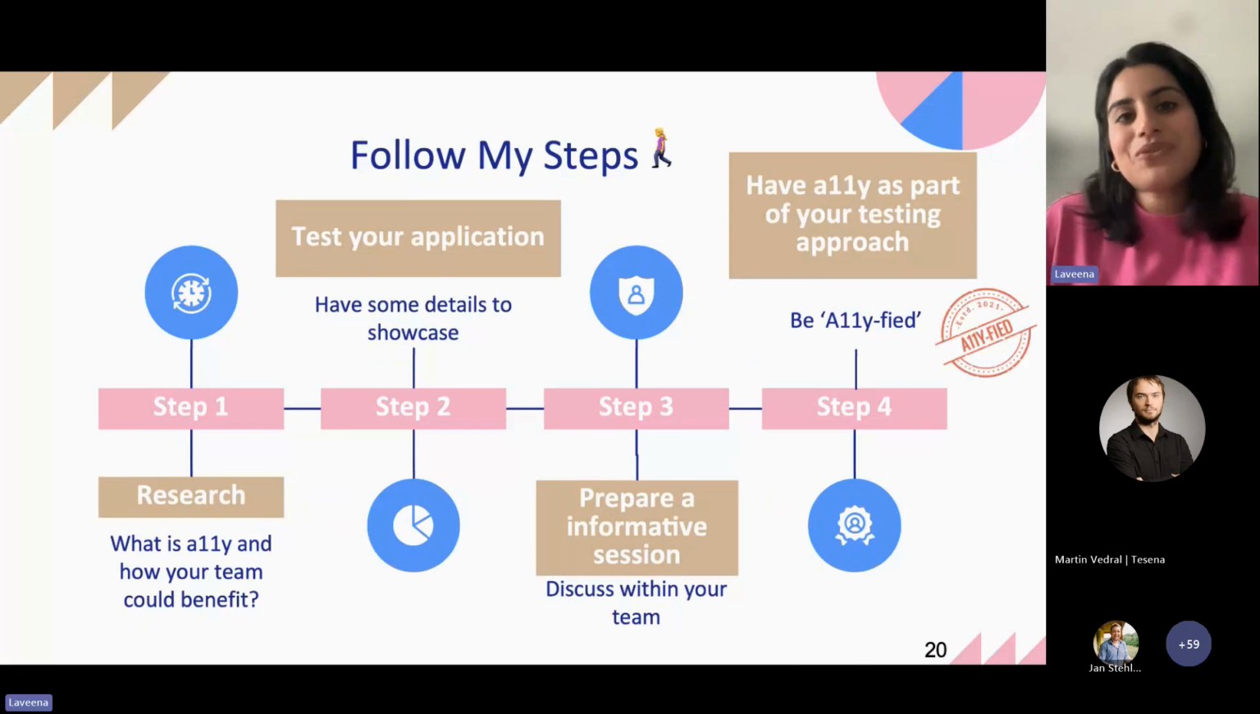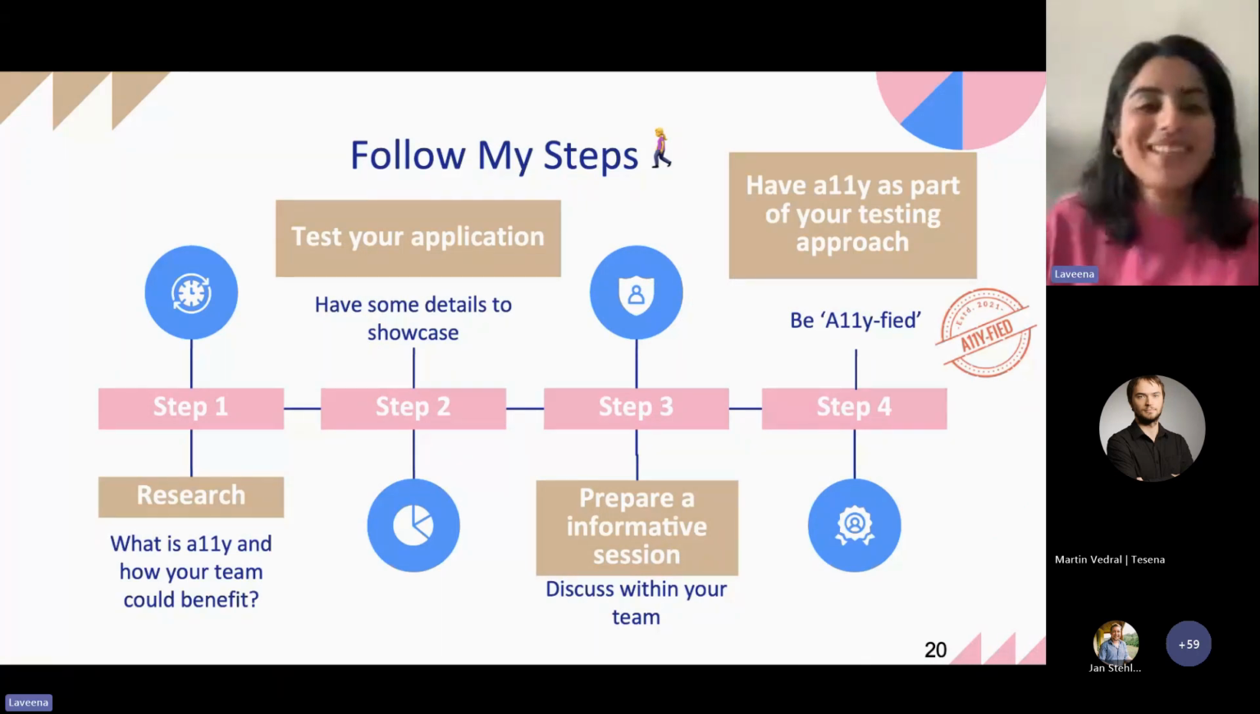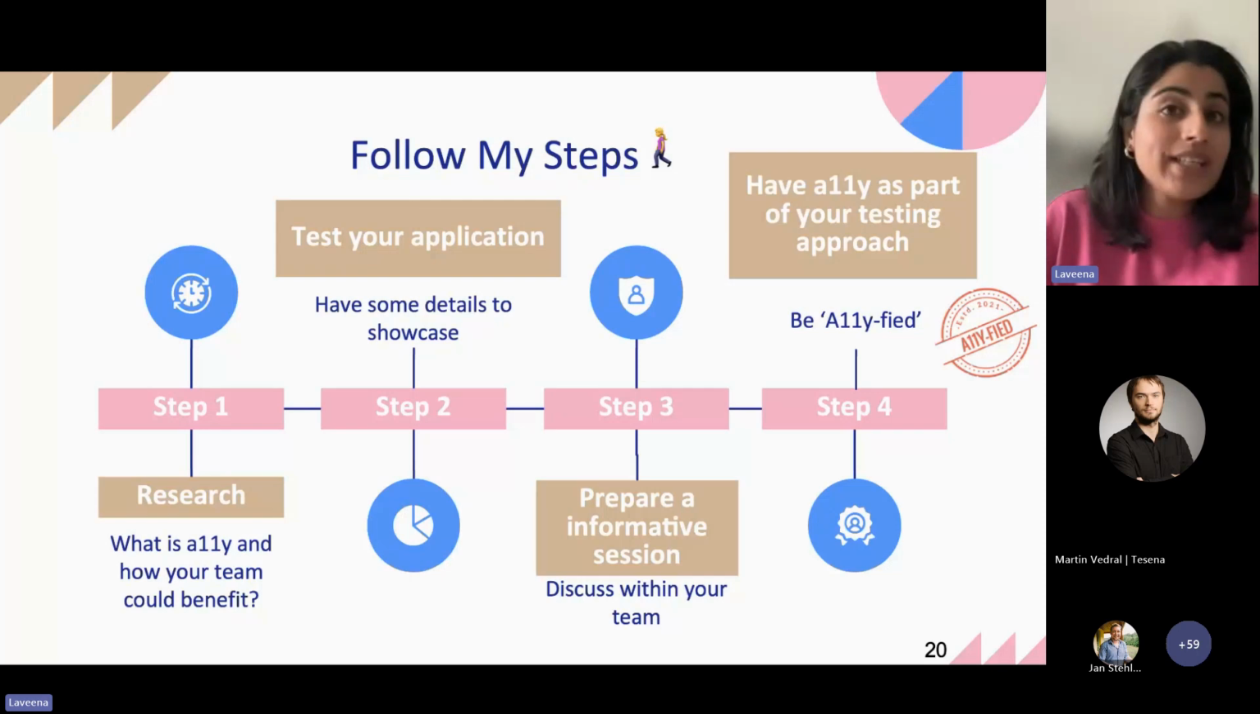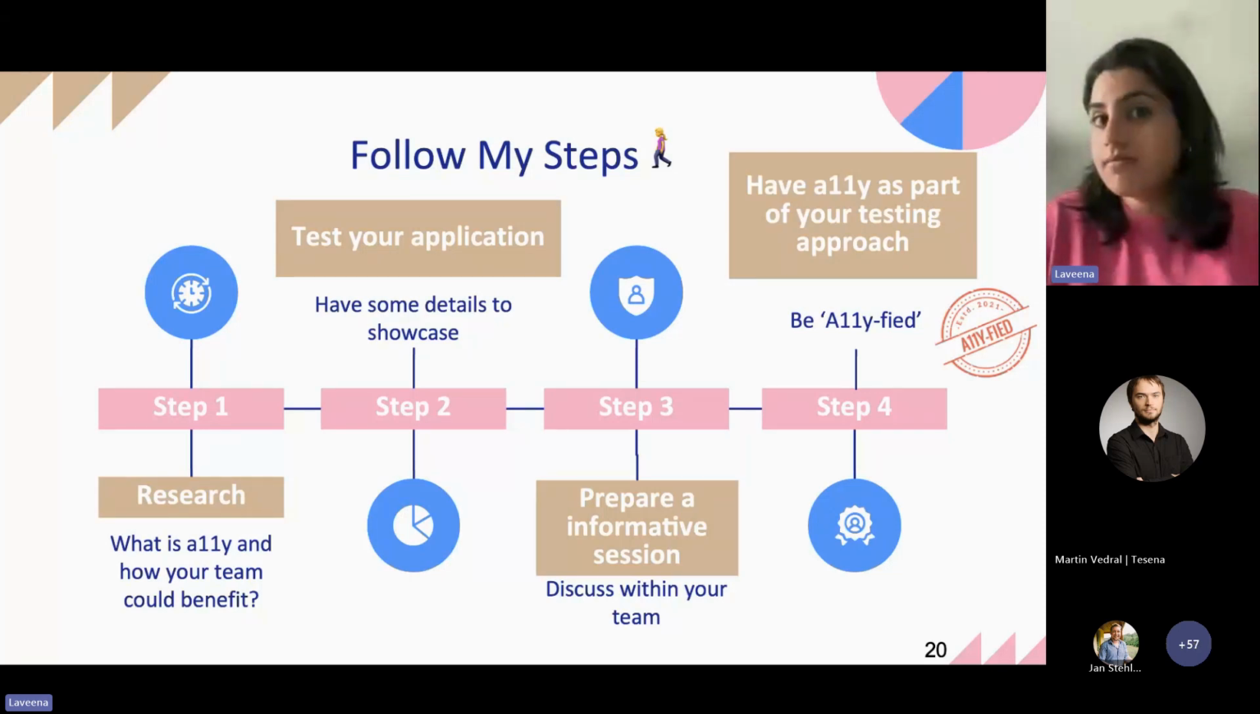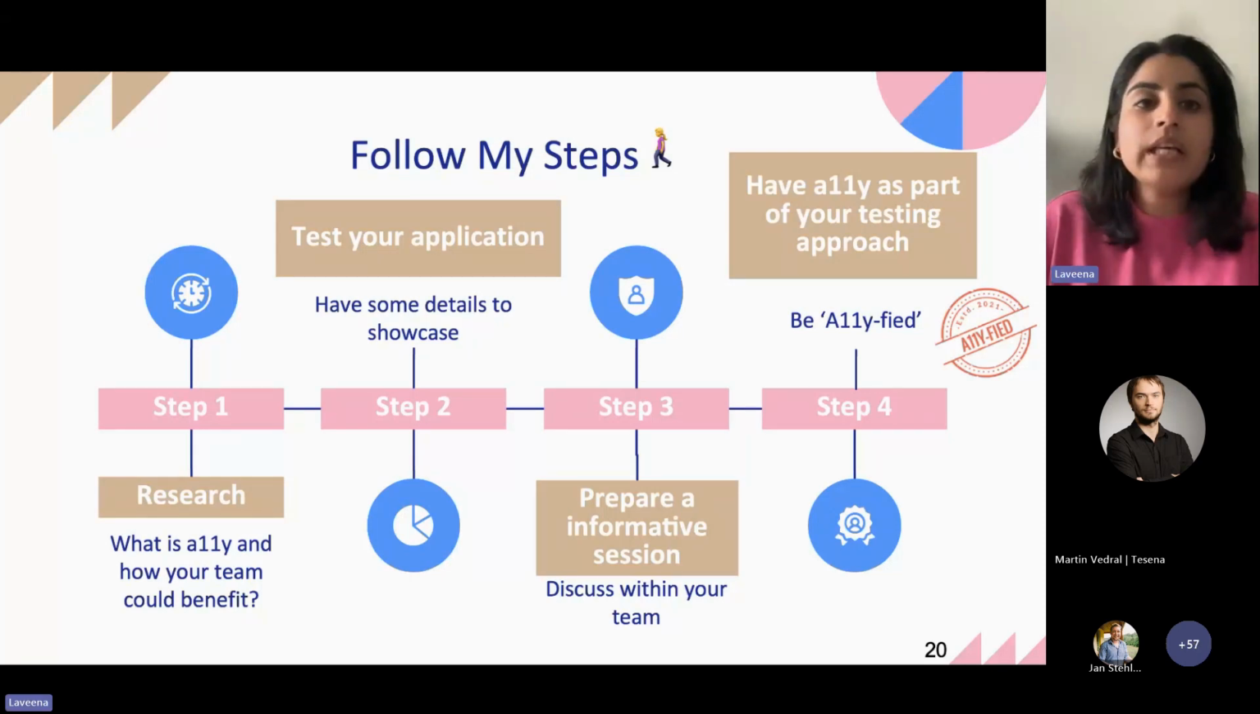So you could follow my steps or maybe make more steps. So it's really good to do some research on what accessibility is about and how you could do it in your teams. What is there already or isn't there? So you need to look at that as well. Test your application and showcase it. Prepare an informative session and have accessibility as part of your testing approach.